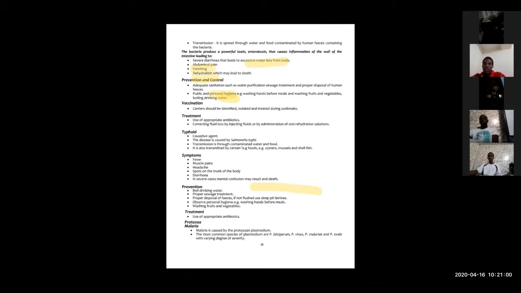And then treatment. This is a bacterial disease. For a bacterial disease, the doctors know the kind of drugs to prescribe, but they are always antibiotics. So just use antibiotics to treat this kind of disease. Once you are taken to the hospital, the doctors know the kind of antibiotics that they will prescribe for you. Once you are given that, the antibiotic will destroy the bacteria.